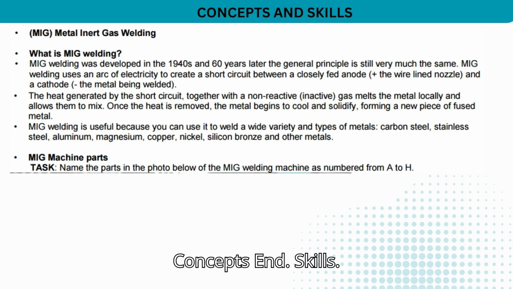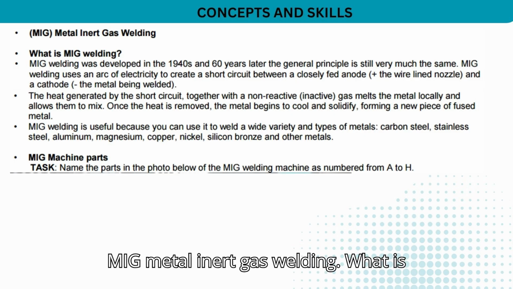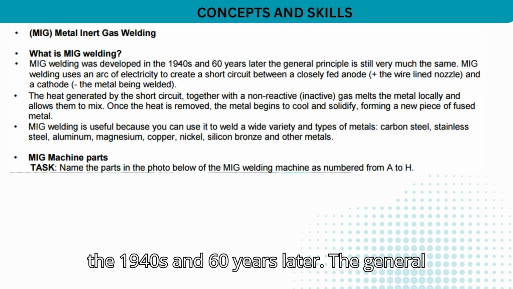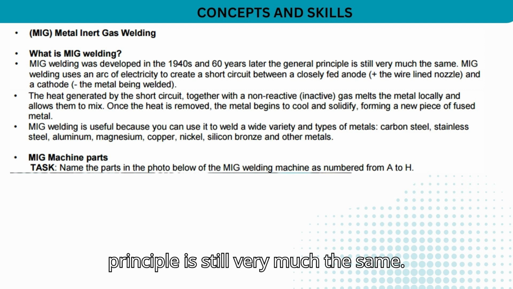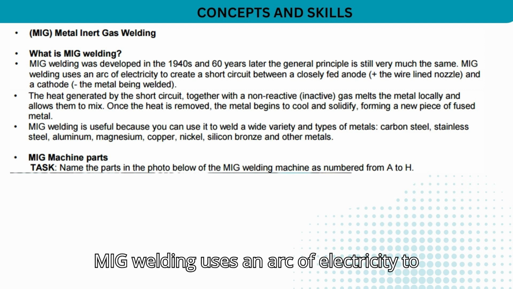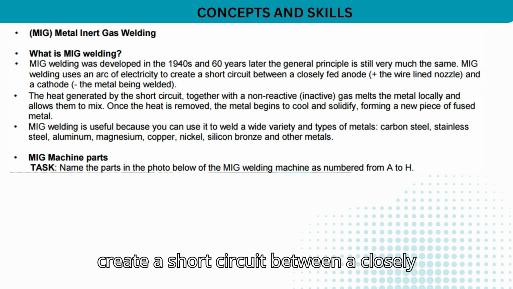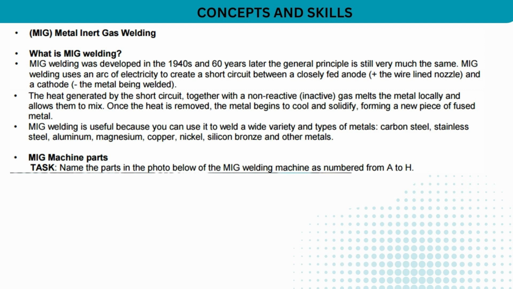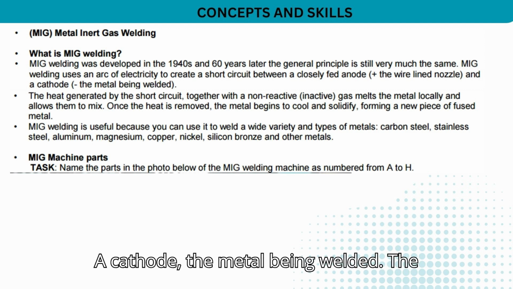Concepts and skills. MIG, metal inert gas welding. What is MIG welding? MIG welding was developed in the 1940s and 60 years later the general principle is still very much the same. MIG welding uses an arc of electricity to create a short circuit between a closely fed anode, the wire at the nozzle end, and a cathode, the metal being welded.